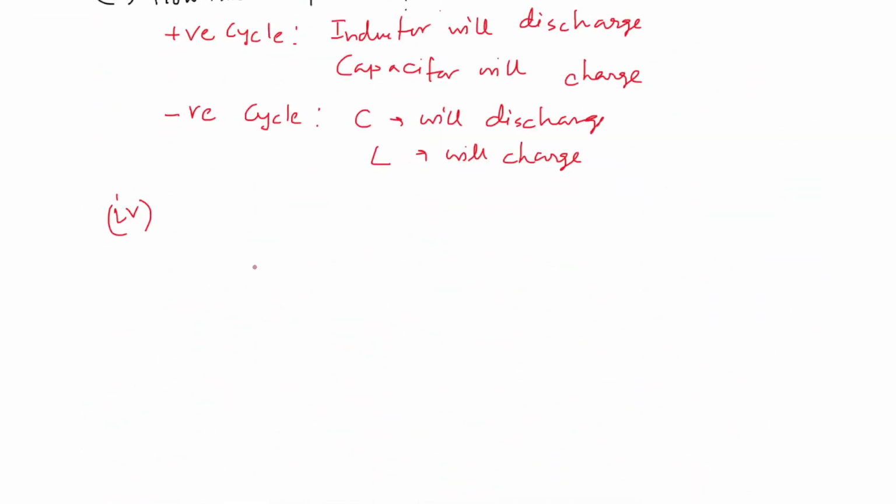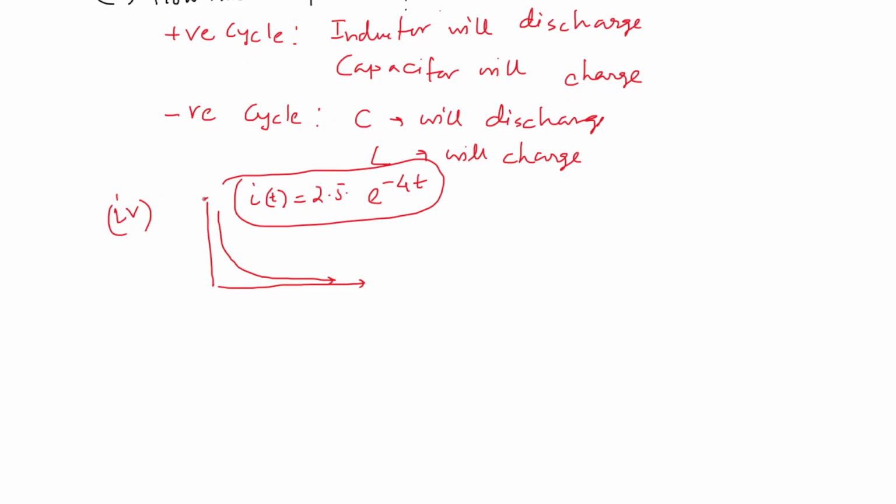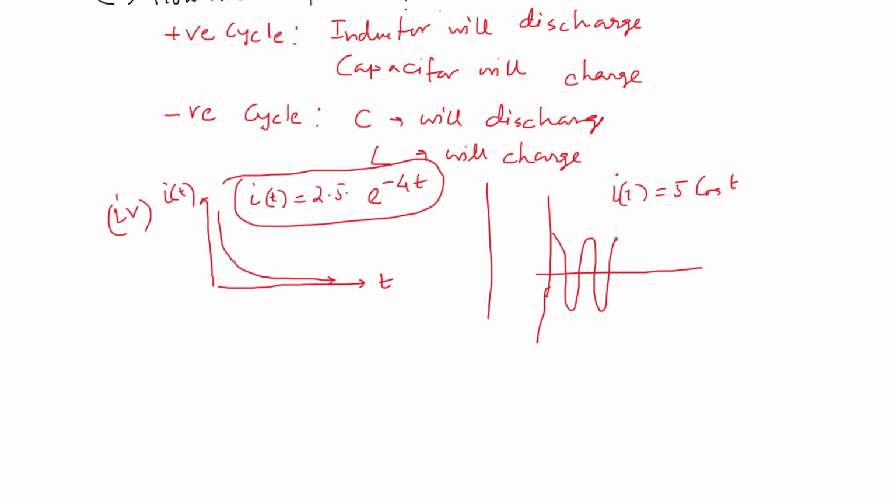If you keep these two cases side by side, in that case we have the current expression as 2.5 into e to the power minus 4t. The equation is not important. Let us consider this type of equation: in the y-axis we have IT, in the x-axis we have time. Now in this case we are getting IT equal to 5 cos t. So we are getting this curve, and this will be maintained for t equal to infinity.